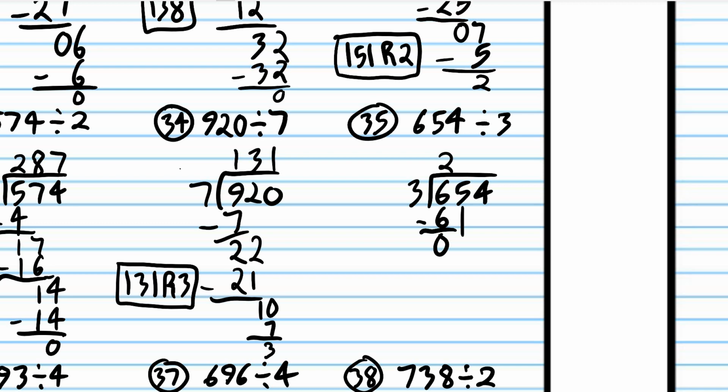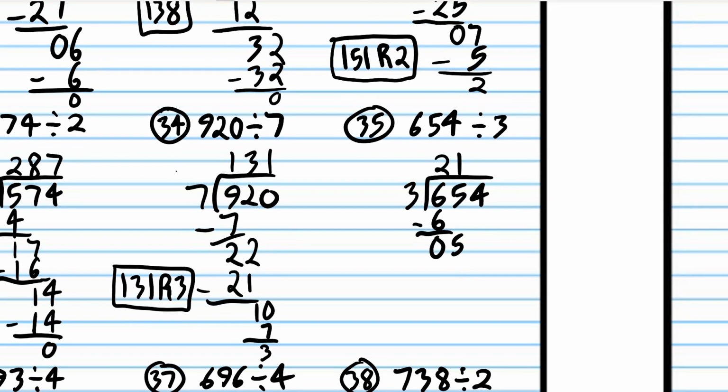As always, you've got to bring down the next number before you go on to the second cycle. Now, how many times does 3 go into 5? It goes 2 times, or excuse me, 1 time. That's the first step of the second cycle. Second step, 3 times 1 is 3. Third step, 5 minus 3 is 2. We're done with the second cycle. On to the third cycle.